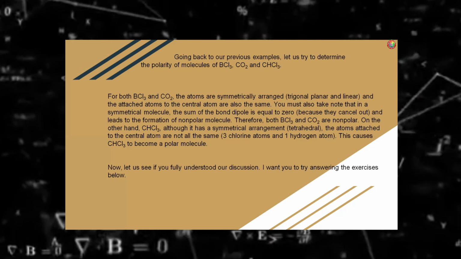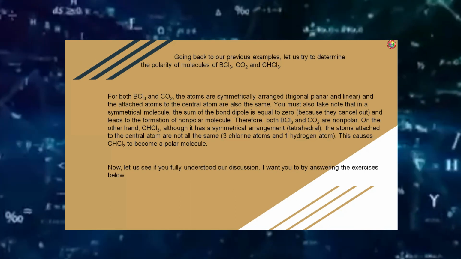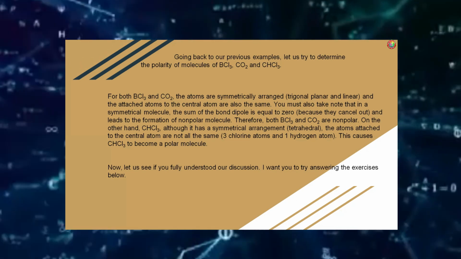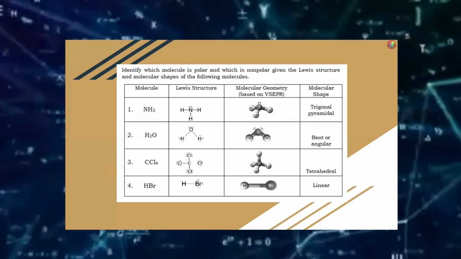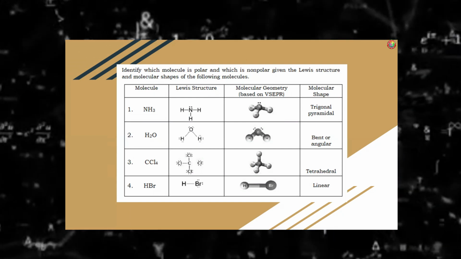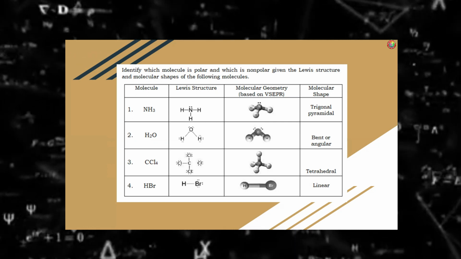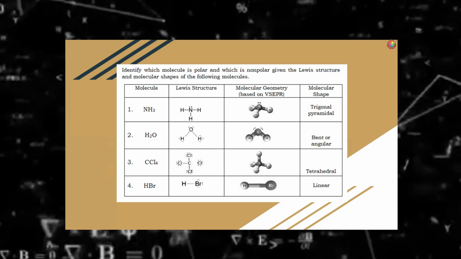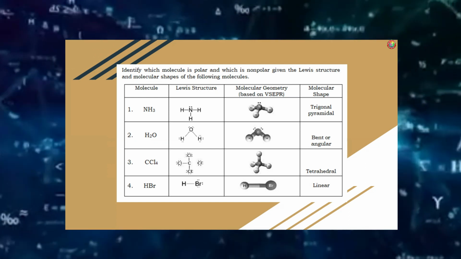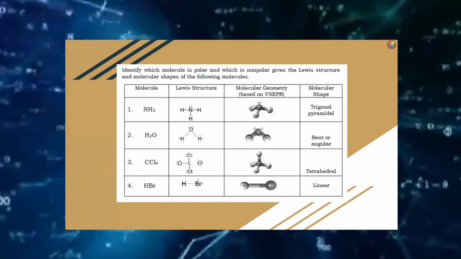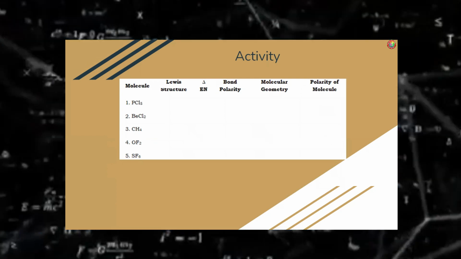So now let us see if you fully understood our discussion. I want you to try answering the exercises below, or our activities. So we have here activity number 1. Identify which molecule is polar and which is nonpolar given the Lewis structure and molecular shapes of the following molecules. So you have 1, 2, 3, and 4 for the molecule, and for the Lewis structure, molecular geometry, and molecular shapes.